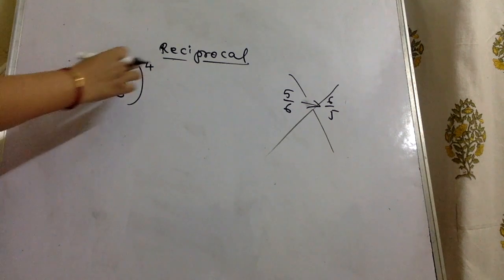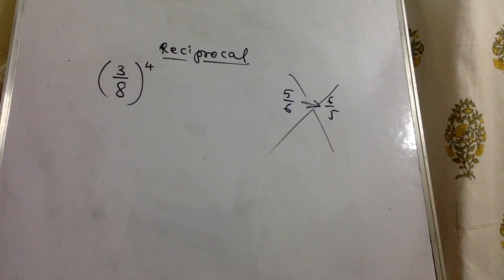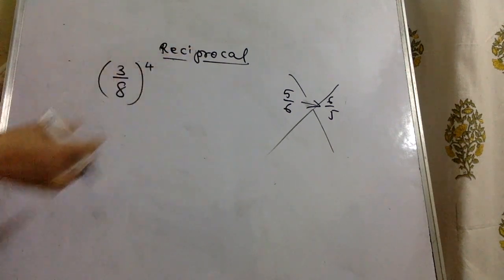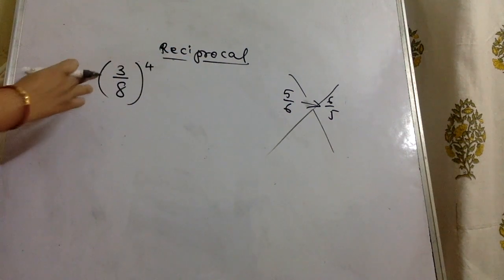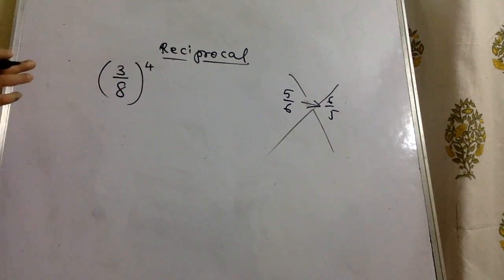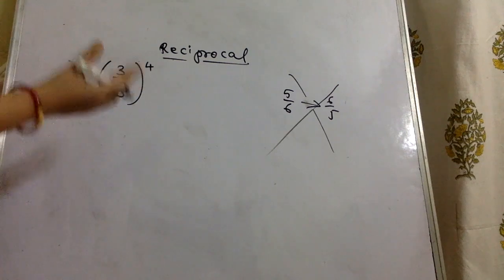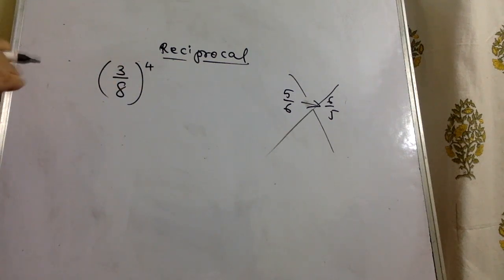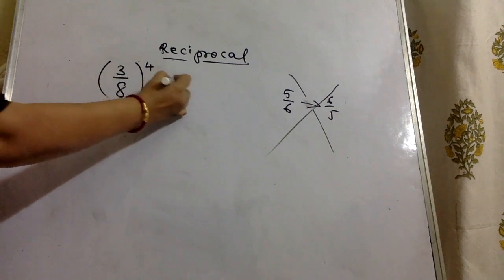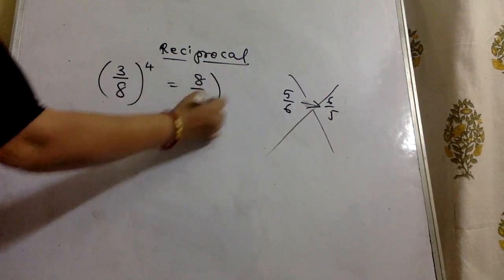So now we are going to find the reciprocal of this. I am telling you this here because here also I don't want equal to signs. So 3 by 8 to the power 4. If it is 3 by 8 to the power 4, how do I get the reciprocal? All I have to do is 8 by 3 to the power 4.